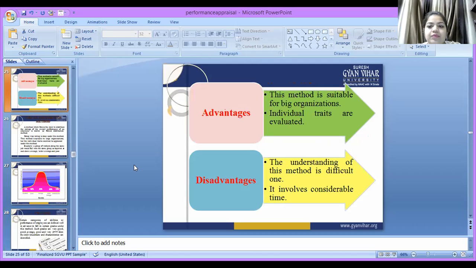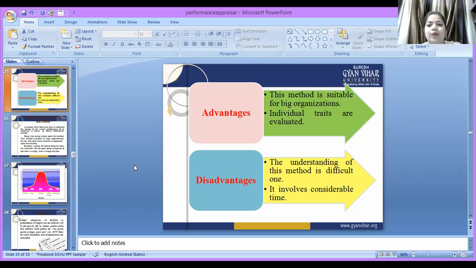Let's see what the advantages and disadvantages are. Last time I didn't explain them, so here I mention the advantages and disadvantages of the paired comparison method. The paired comparison method is basically useful for big organizations, not for small organizations. Through the ranking method, we cannot evaluate traits individually. But through this method, we can evaluate their traits individually.